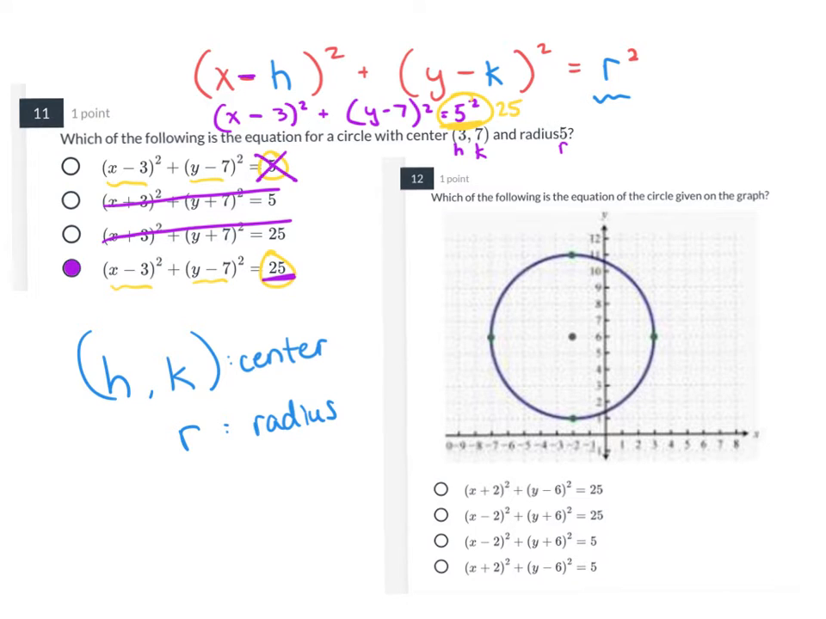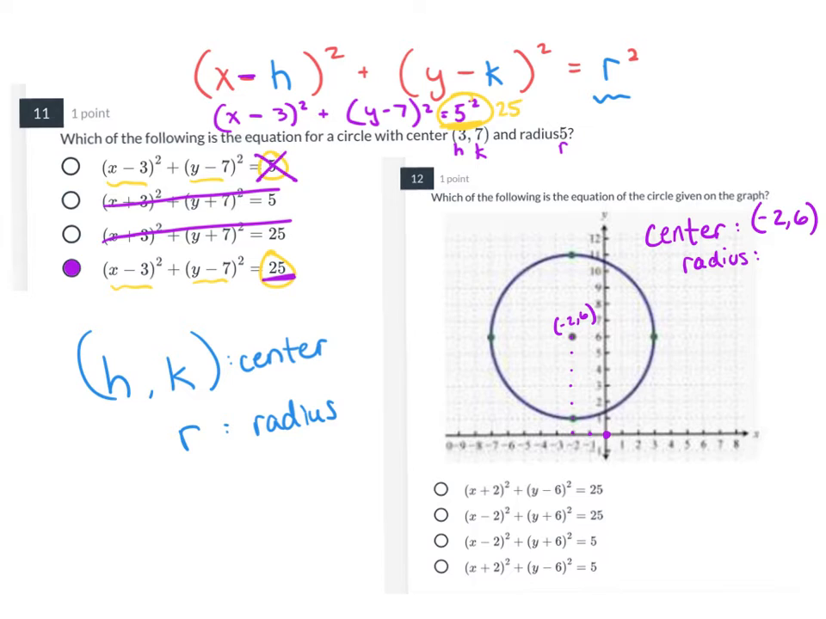Moving on. Number 12, which of the following is the equation? Oh, so all you got to do is the same thing you just did, except you need to figure out what the center is. You need to figure out what the radius is from the picture, from the graph. Well, the coordinates of the center, here's the origin down here. The coordinates of the center are -1, -2 on the x-axis, and 1, 2, 3, 4, 5, 6 on the y-axis. So the coordinates of the center are -2, 6.